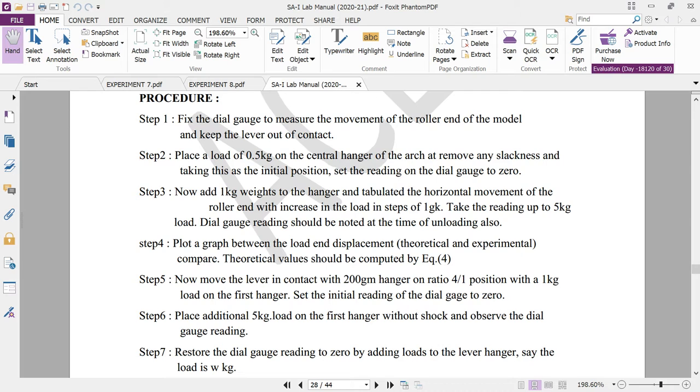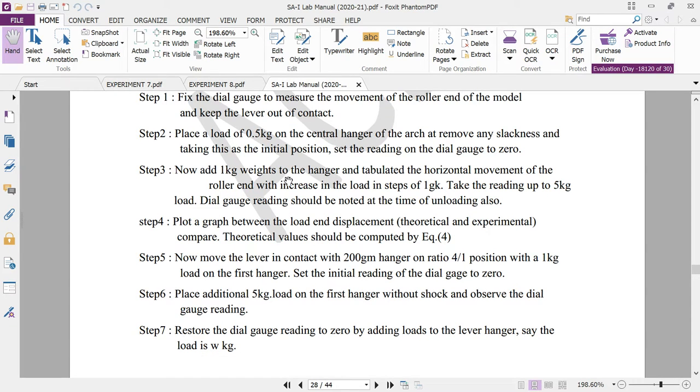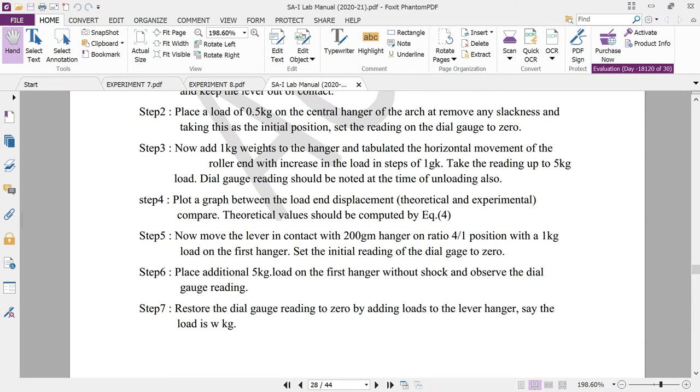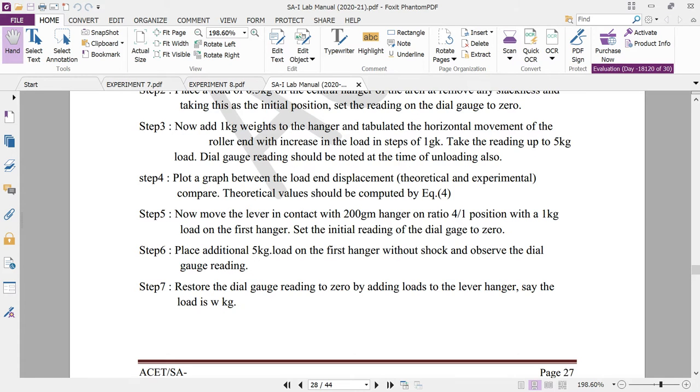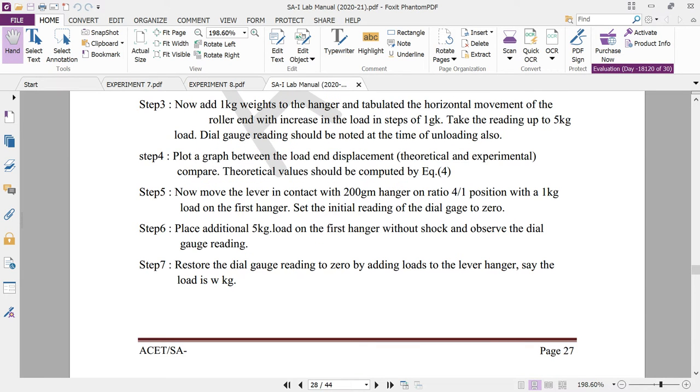Then place a load of 0.5 kg on the central hanger of the arch to remove any slackness, and taking this as the initial position, set the reading on the dial gauges as 0. Now add a load of 1 kg weight to the hanger and tabulate the horizontal movement of the roller as you increase the load in steps of 1 kg, taking readings up to 5 kg load, and dial gauge readings should be noted at the time of unloading also. Now plot the graph between load versus displacement, and the theoretical value should be computed. Now move the lever into contact with the 200 gram hanger in the ratio of 4:1.